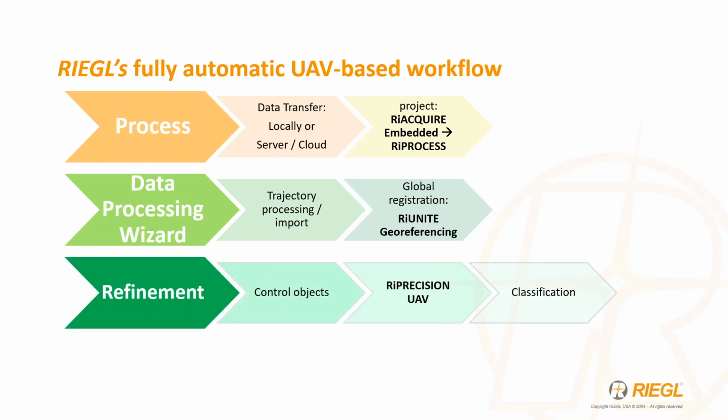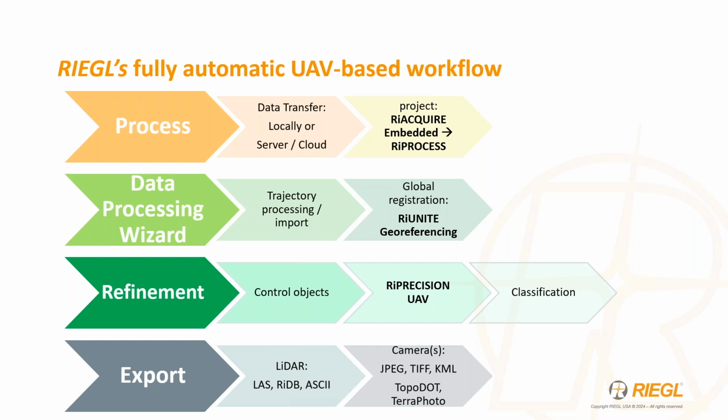You can see your point cloud. You can refine your point cloud by bringing in ground control objects. You can align that using RIPrecision to precisely align everything. You can colorize your point cloud. You can even classify your point cloud.